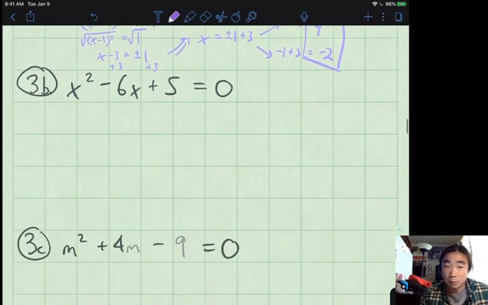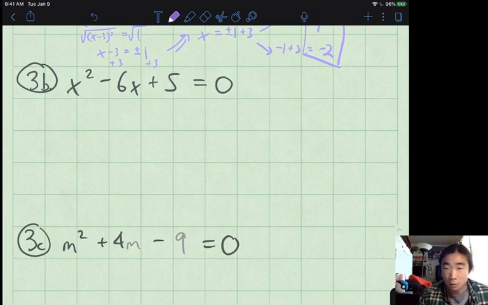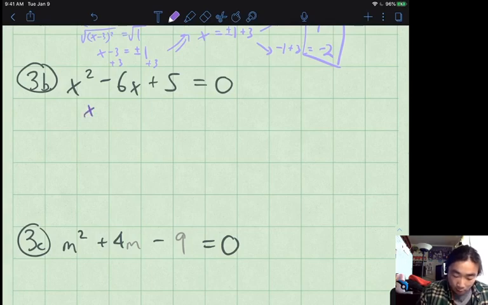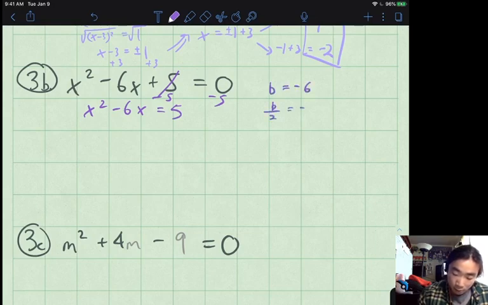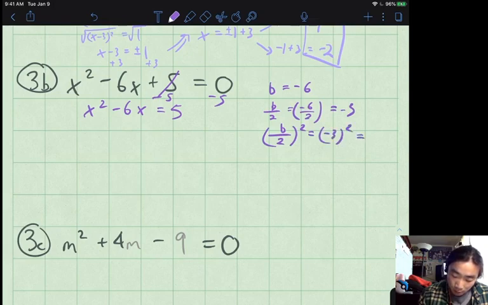Let's go through another example. Feel free to ask questions. We'll work on these on your own and I'll narrate through the process. Okay, first step. Let's get it looking like this by subtracting 5 from both sides. My b value here is negative 6. b over 2 is negative 3 again. b over 2 squared is negative 3 squared. So that's same old 9. We add that in to complete the square.